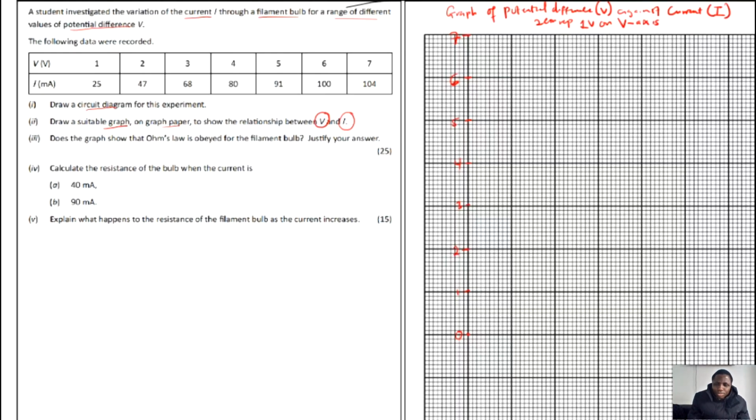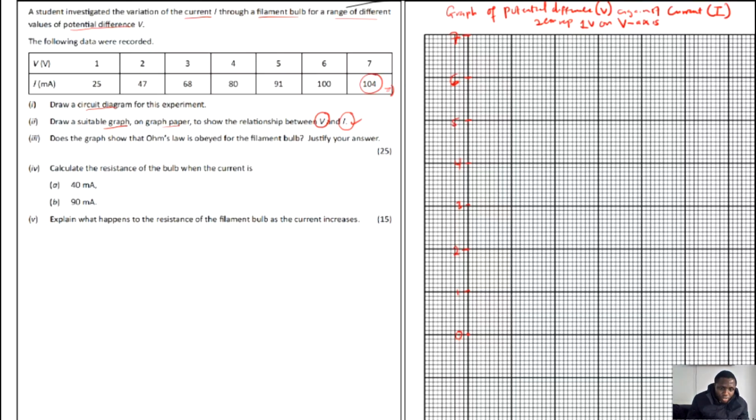But for the current axis, the highest value I have is 104. So I must choose a scale that will get 104, and at the same time give me a very reasonable spacing when I'm locating all these individual points. If I count how many boxes I have, starting from 0, 1, 2, 3, 4, 5, 6, so I'm having 6 and 7. If I use 20 times 7, that will give me 140, which is enough to cover 104.